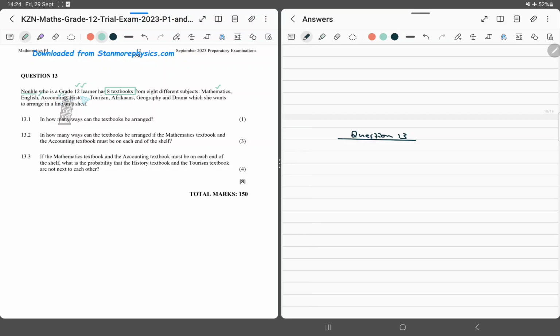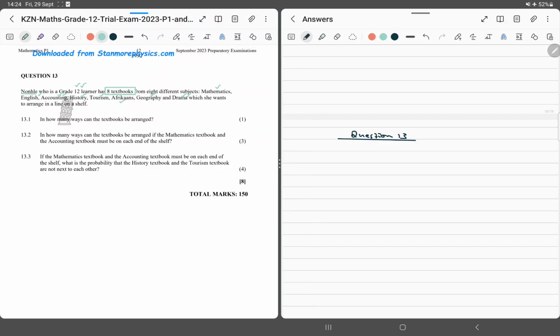Accounting, which I don't know anything about. History, I know a bit. Tourism, I don't know anything about. Afrikaans, I wanted to know something, but I never got to know it. Geography, I did it and I know it. Drama, I can do it, but I never studied it.